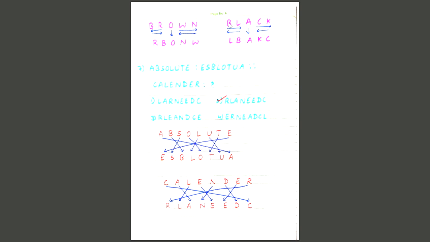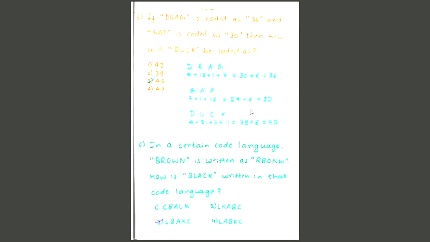Same for the word black. In the black word, B and L interchange, then BL becomes LB. A is as it is. C and K interchange, this becomes KC. So black is coded as LBAKC. So the option is third.